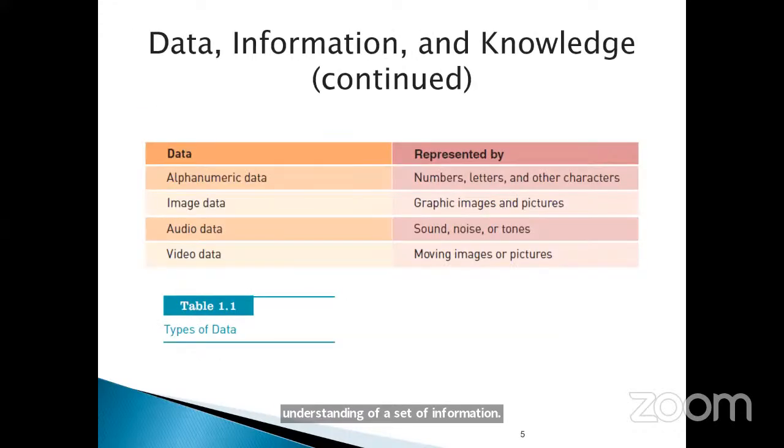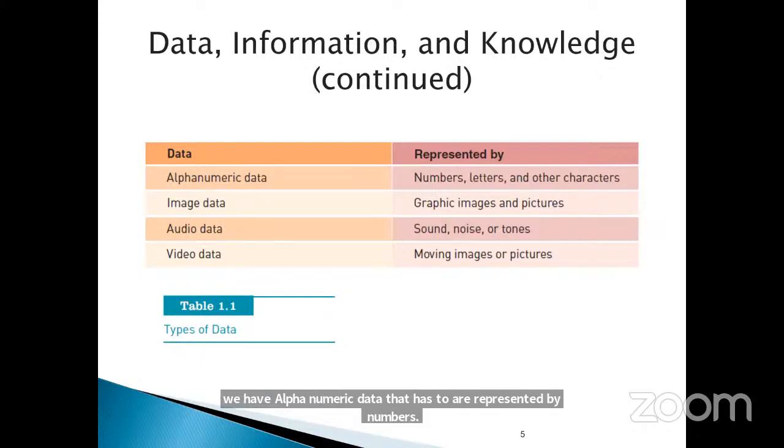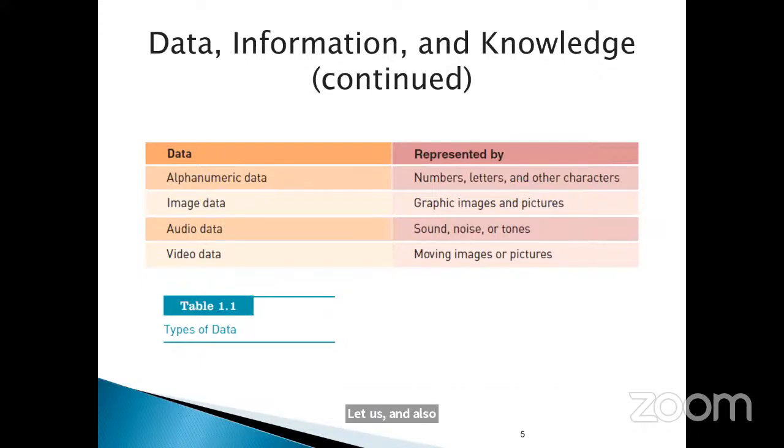Sorry. So this slide just depicts the kind of ways that data can be represented. So we have alphanumeric data that are represented by numbers, letters, and other characters. So when we say alphanumeric, we are referring to things like A1. So it's a combination of alphabets and numbers. A1, alphanumeric.